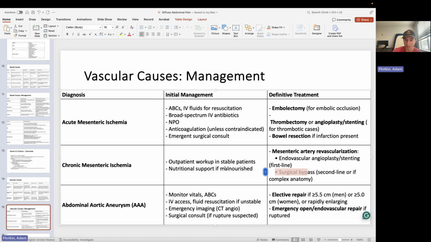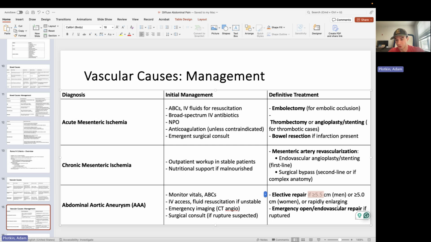For AAA, again, monitor their vitals, get them 2 large bore IVs, and get them started on fluid resuscitation if they're unstable. We'll get emergency imaging. We'll do a CT angio to confirm, and we'll go right to surgery. We'll do an elective repair if their abdominal aorta is greater than 5.5 centimeters in men or greater than 5 centimeters in women, or is rapidly enlarging. From other literature I've read, most consider rapidly enlarging to be more than 0.5 centimeters of growth in less than 6 months.